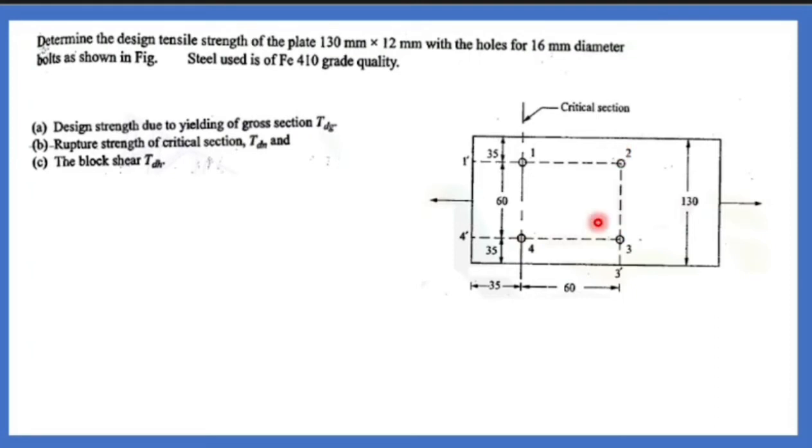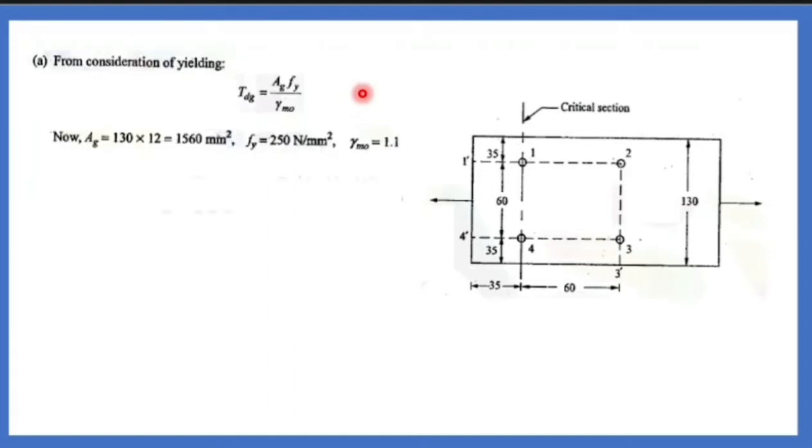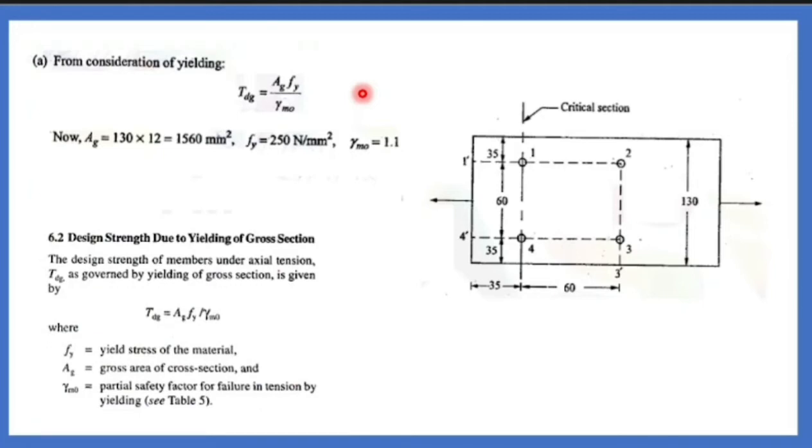Now, first design strength due to gross yielding, TDG. TDG equal to AG Fy divided by gamma M0. What is AG? Gross cross section area of the plate 130. What is the thickness of the plate? 12. If you multiply, you will be getting gross area. What is Fy? Yield strength. They have given the yield strength, and gamma M0, you know that 1.1. Note that this is Fu. Fy is for 410 grade steel, you will be having 250. Fy is 250, gamma M0 is 1.1. You have this clause 6.2, 1560 into 250 divided by 1.1.